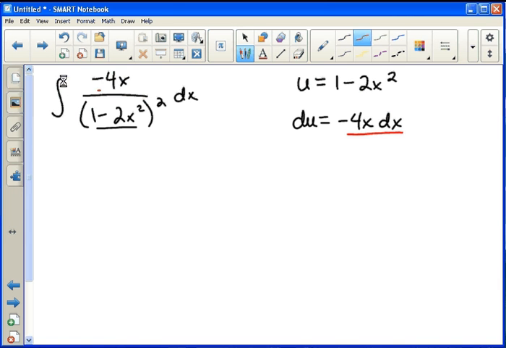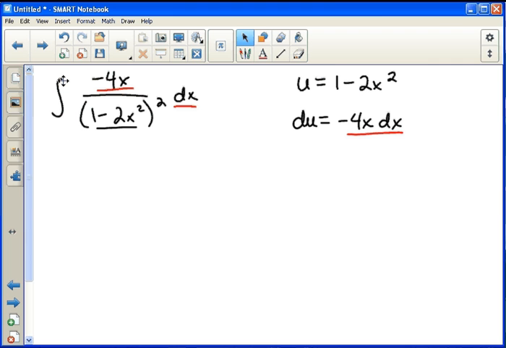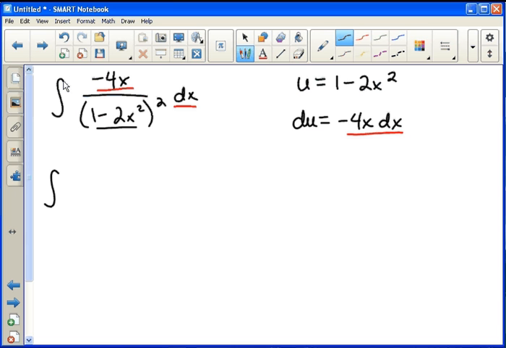So when I substitute, I get du over u squared, because I replaced negative 4x dx with du, and then I put u in for 1 minus 2x squared. Just so you know, if you would rather write this as 1 over u squared du, that's completely fine. It doesn't matter either way, whether you want to put the derivative or the du on the top of the fraction or out to the side. Same result either way.